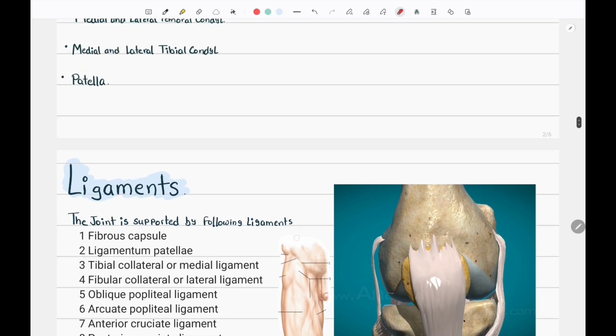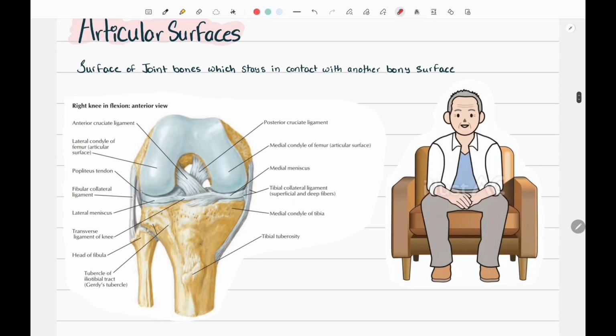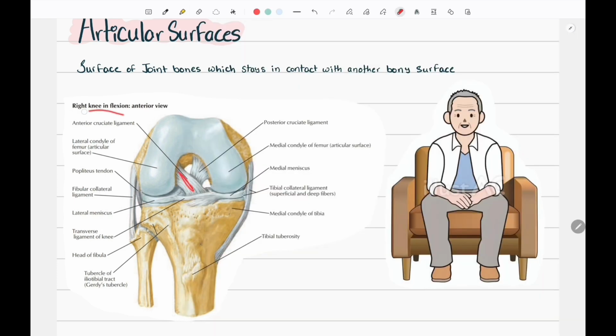To view the ligaments, we will again go back to our previous page. Here you are able to view these two ligaments, which are crossing each other and therefore named cruciate ligaments. The anterior cruciate ligament begins from the anterior part of the tibia and runs upward, backward and laterally and is attached to the posterior part of the medial surface of the lateral condyle of the femur.